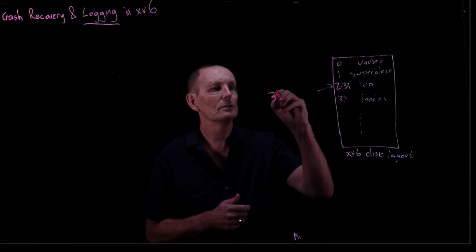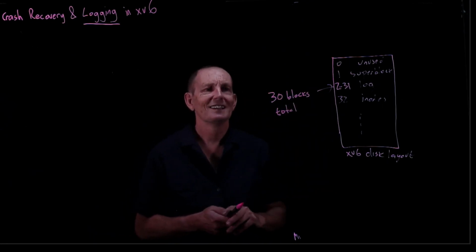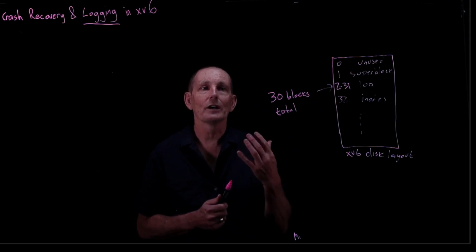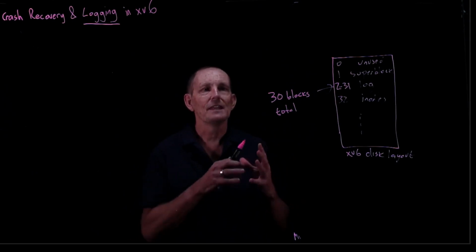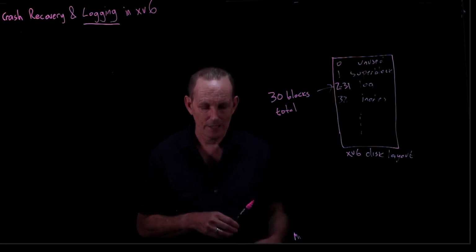We have 30 blocks total. So that means we're going to need some log header. Let's say that's one block. Then that's 29 blocks we can actually support. So any given transaction can support no more than 29 blocks.